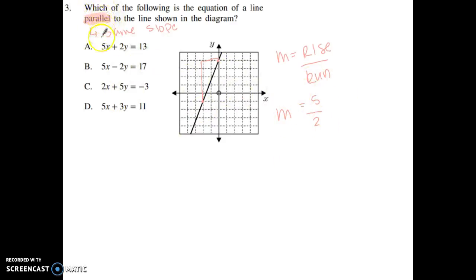However, these are not in y equals form, so we can't really tell what our slope is just by looking at our answers. So we're going to have to solve for y in each of these.